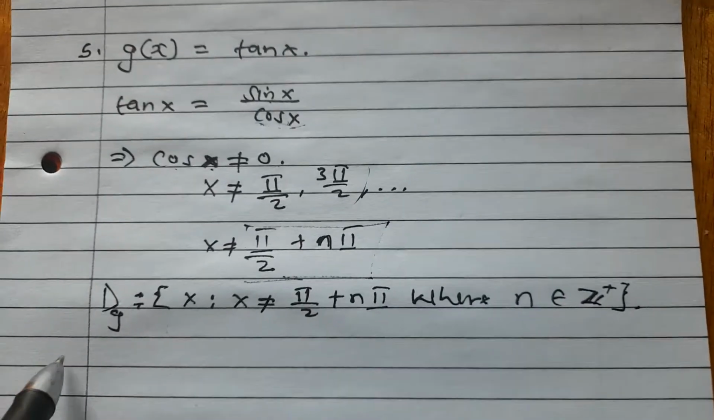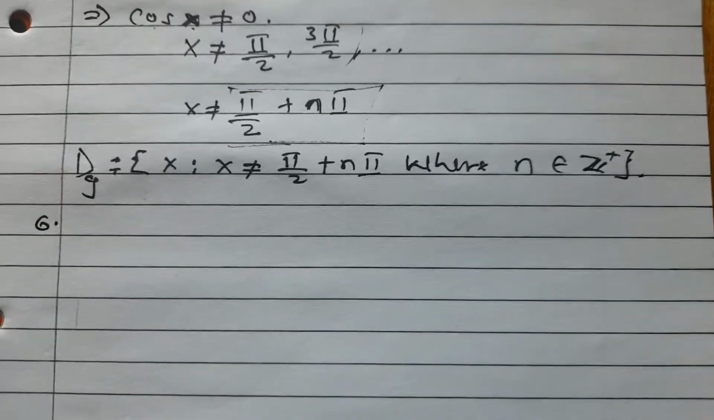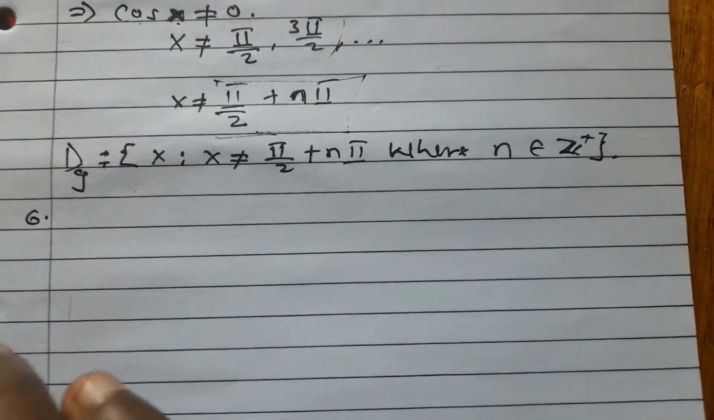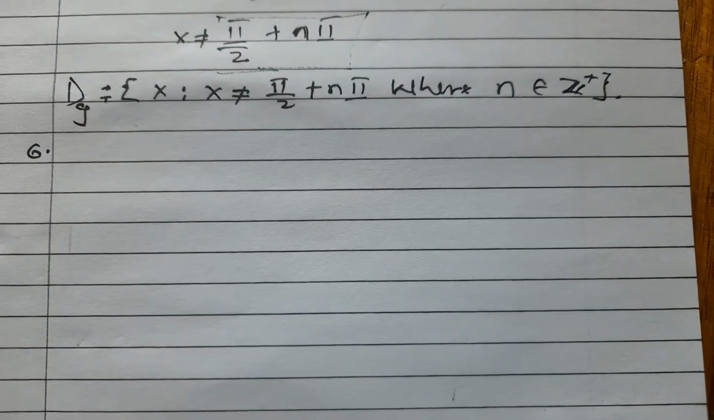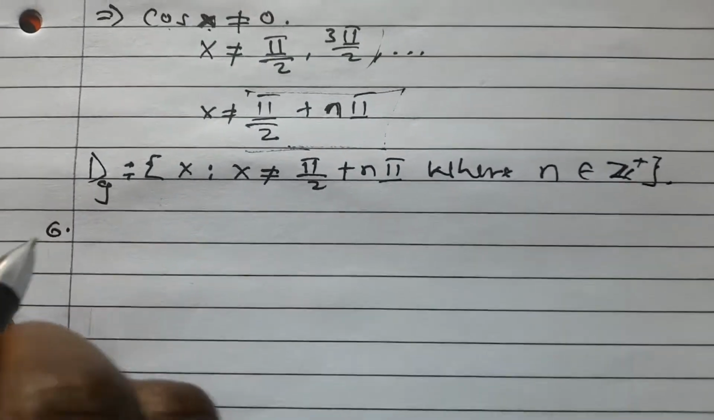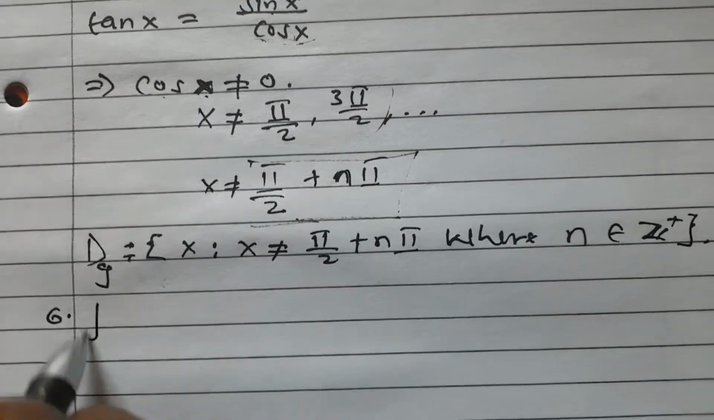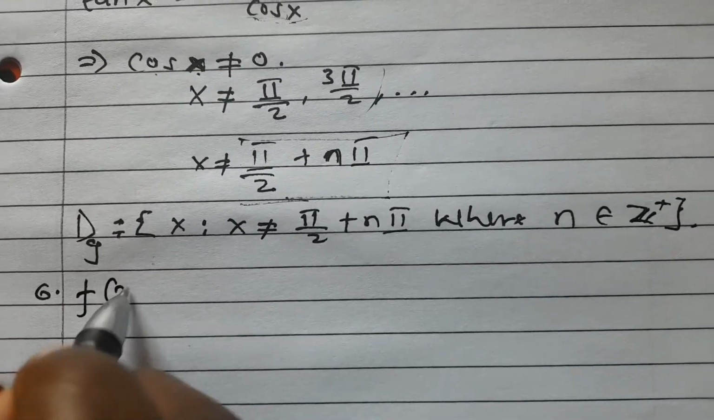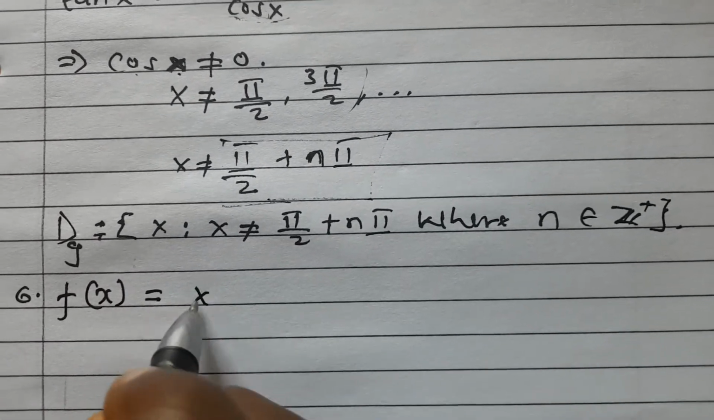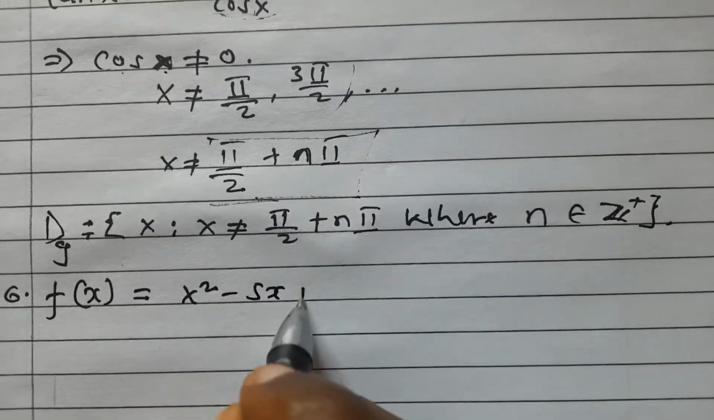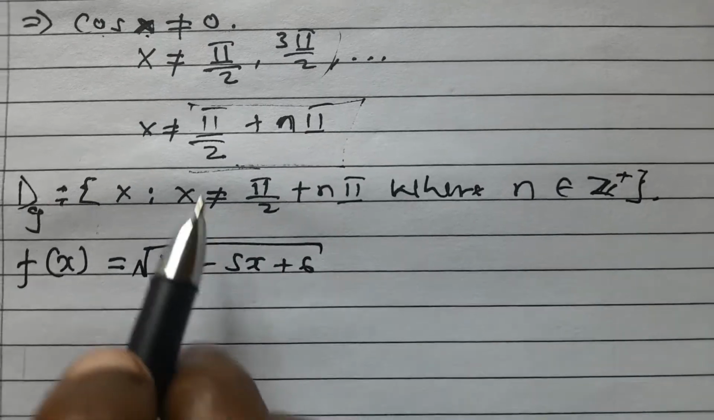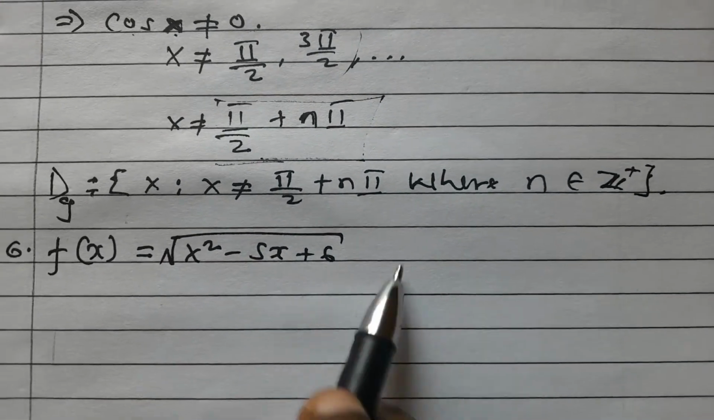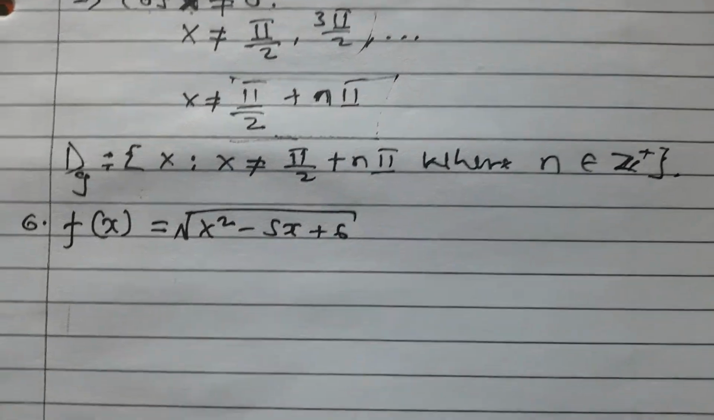Let's have another example and call this example 6, which is a bit amazing in a way, because we are having a radical function. I'm having f of x equal to the square root of x squared minus 5x plus 6, which is as good as writing this with power a half. That is why I'm saying it's a radical function.